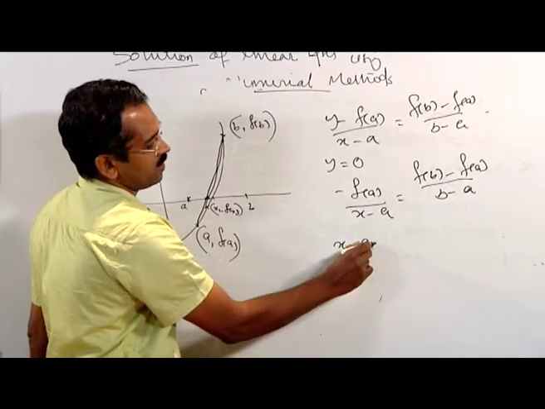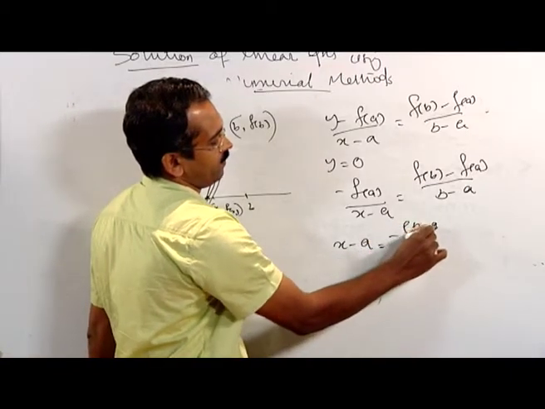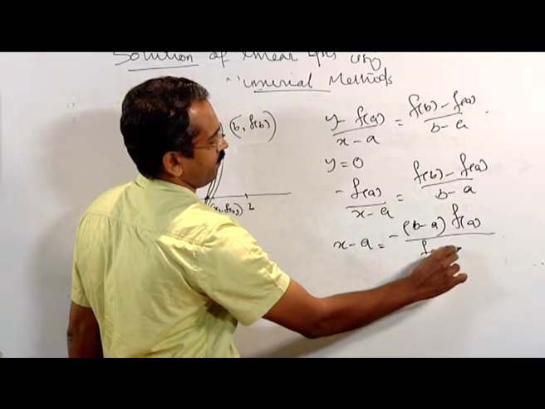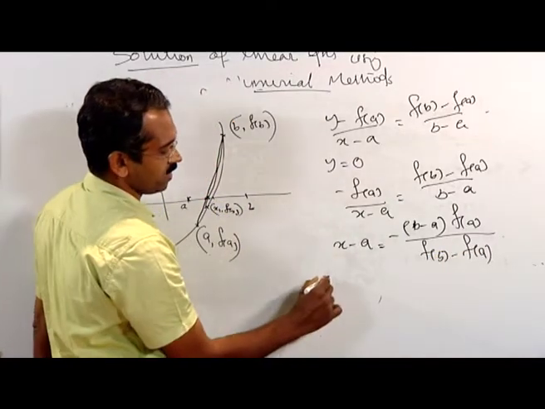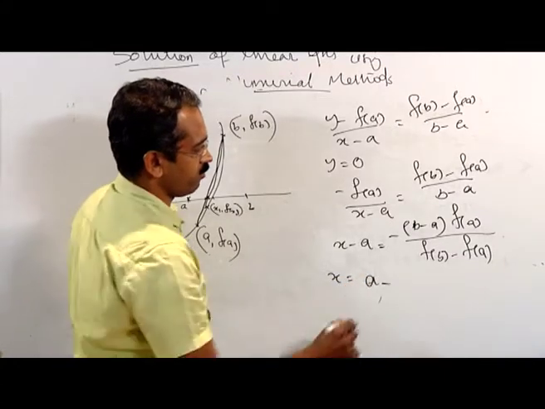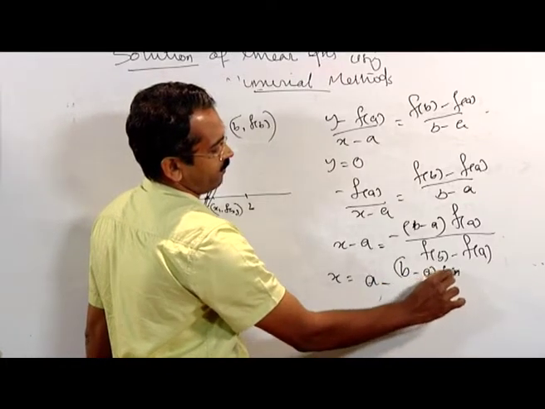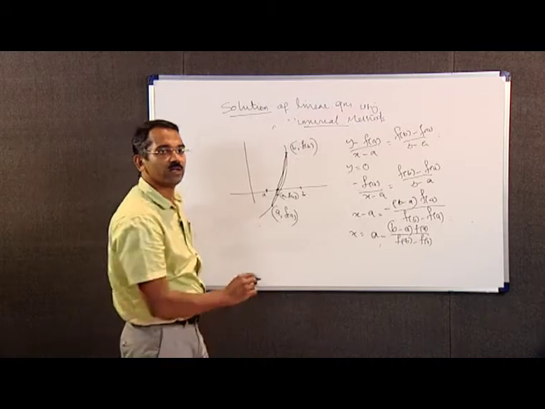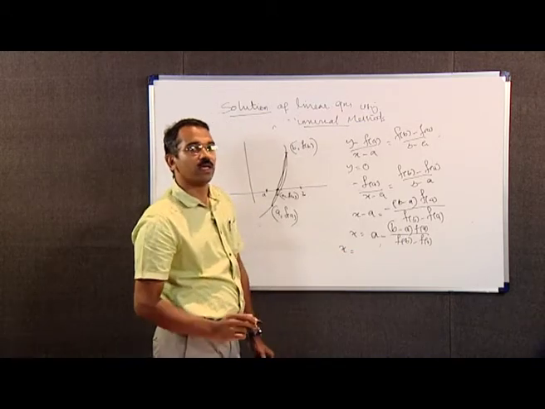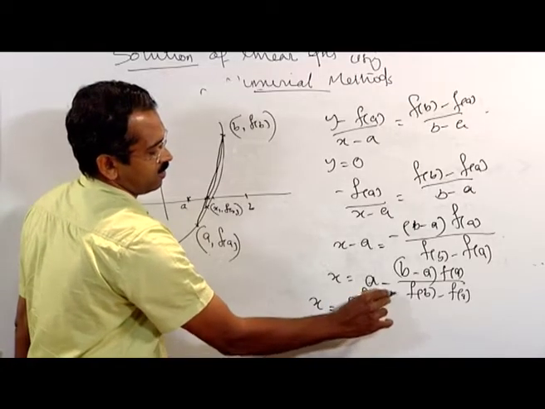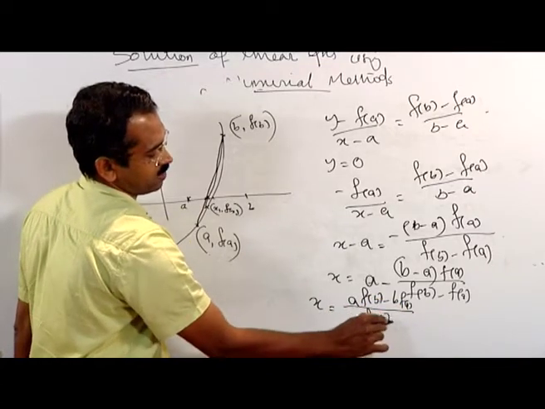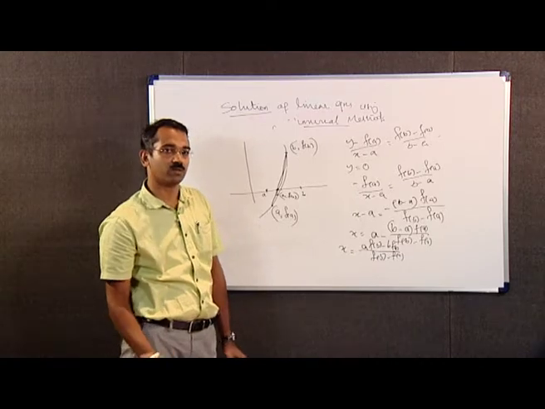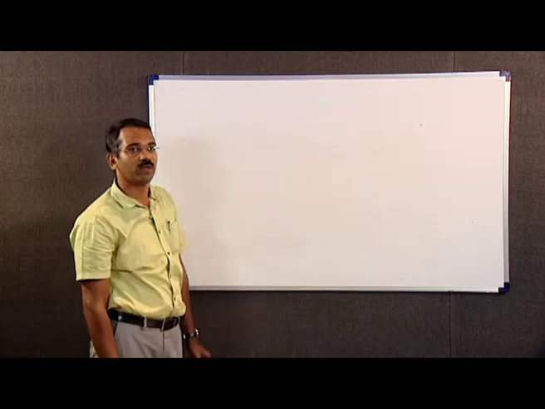That is, x minus a is equal to minus of b minus a into f of a divided by f of b minus f of a, or x equal to a minus of b minus a into f of a divided by f of b minus f of a. On simplification, we can write this as x equal to a into f of b minus b into f of a divided by f of b minus f of a. This is the iterative formula in the method of false position.